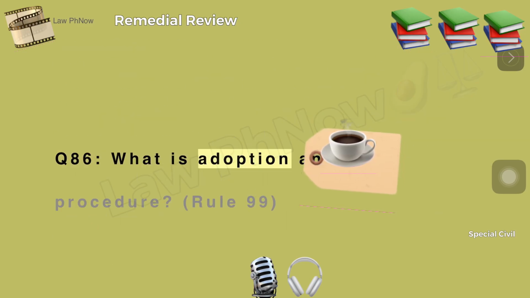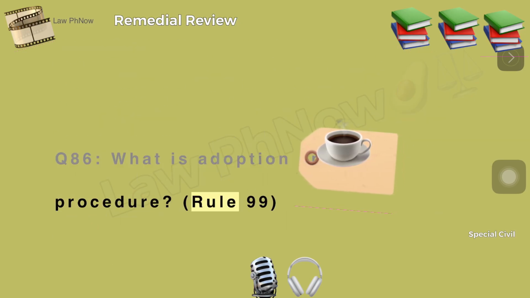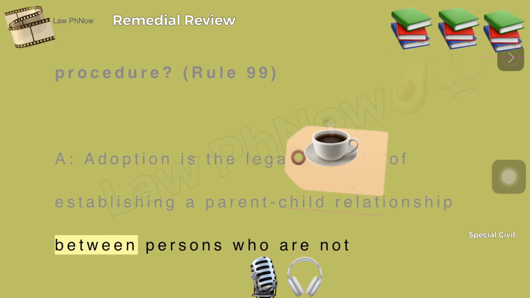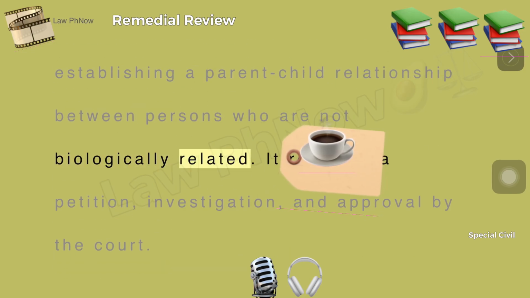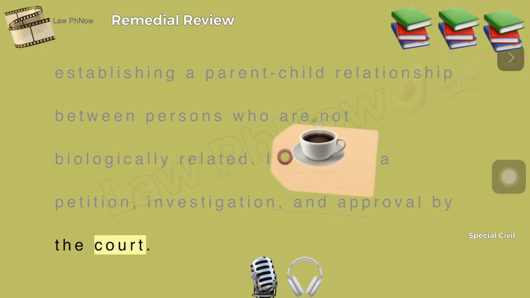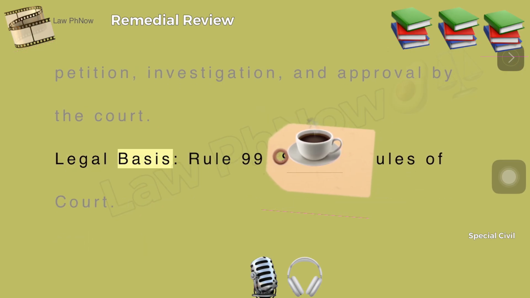Q86. What is adoption and its procedure? Rule 99. A. Adoption is the legal process of establishing a parent-child relationship between persons who are not biologically related. It requires a petition, investigation, and approval by the court. Legal basis, Rule 99, Section 1, Rules of Court.